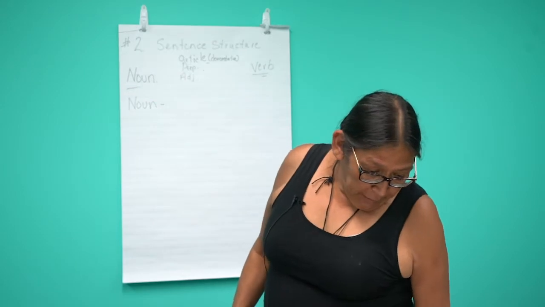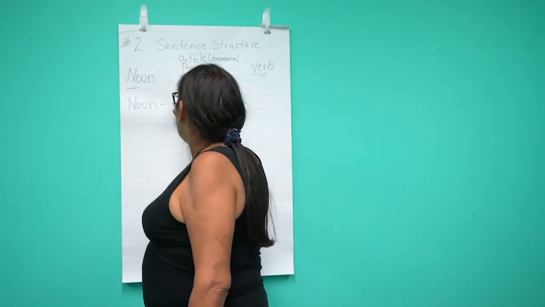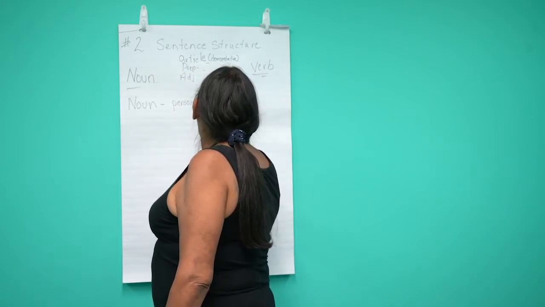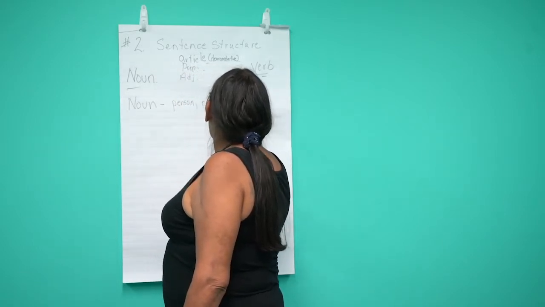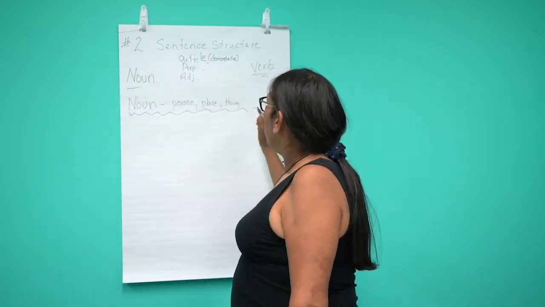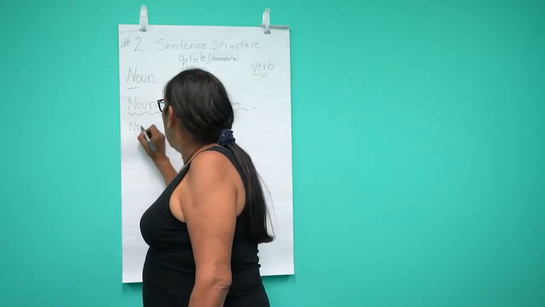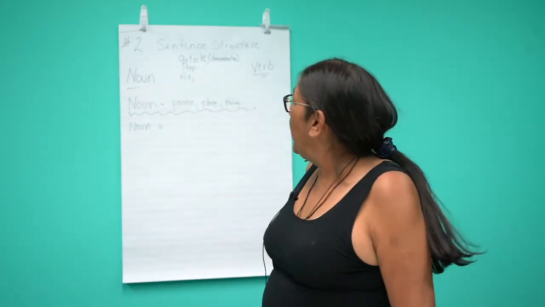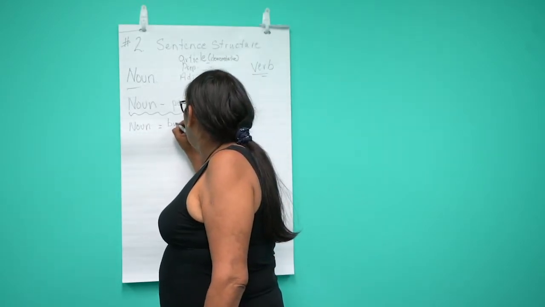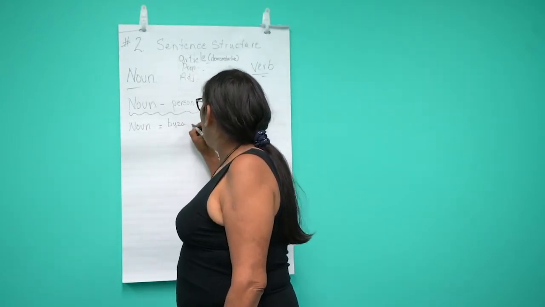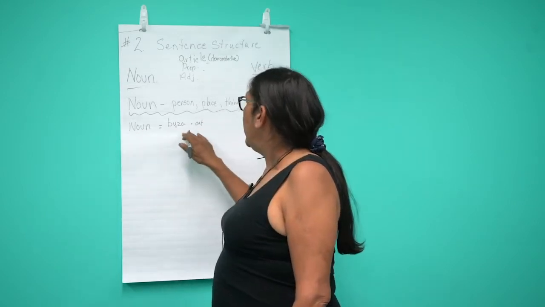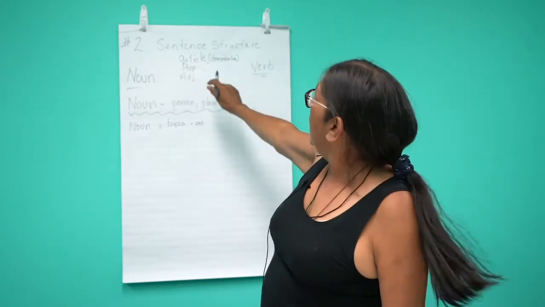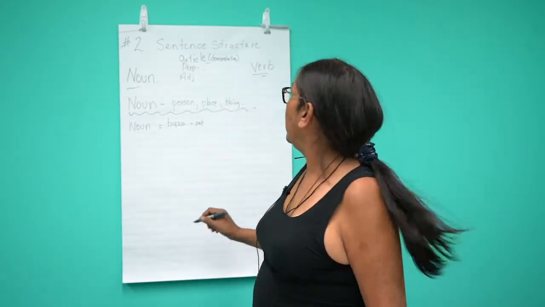A noun in English, as you know, is the name of a person, a place, or a thing. That is your English version. Now, let's go to our Nakoda nouns, the name of a person, place, or thing. Here is a good one: buza, buza, and that is a cat. That is a noun. Buza ska. Your ska would be white, and that would be your adjective.